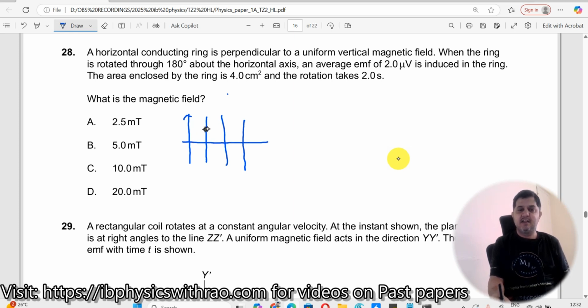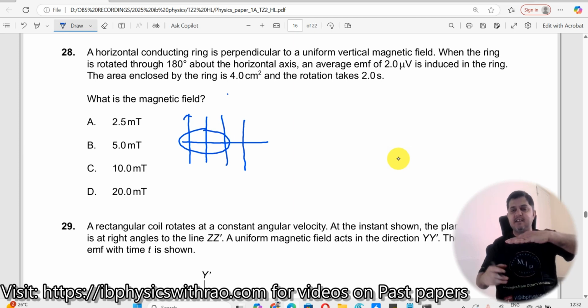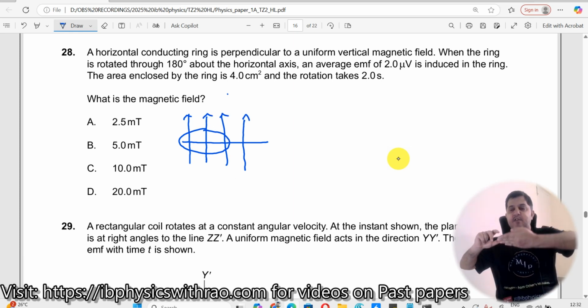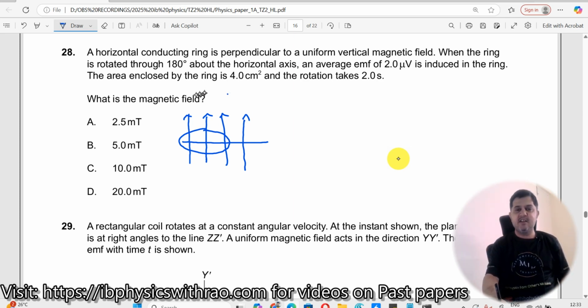axis. So let me consider this as my ring. The ring is like this, the magnetic field is like this. Let me consider the magnetic field is upward, and then the ring is now rotated like this. Then the area enclosed by the ring is 4 centimeters square. The area is 4 centimeters square. And you rotate it by 180 degrees.